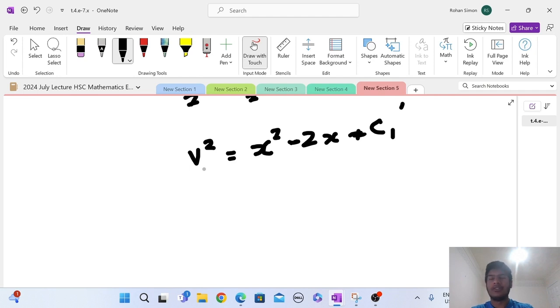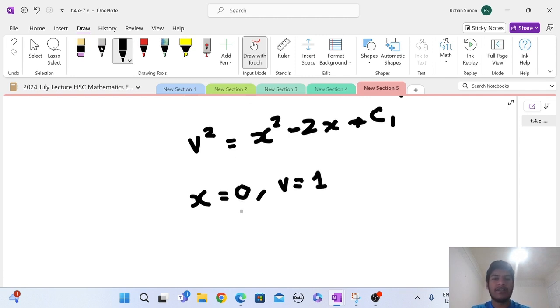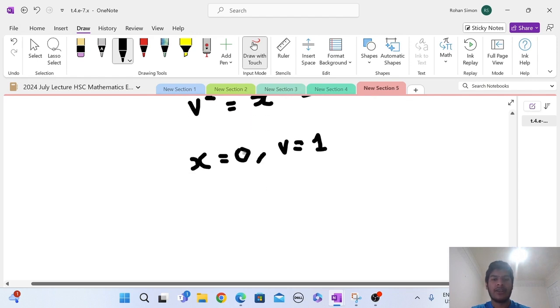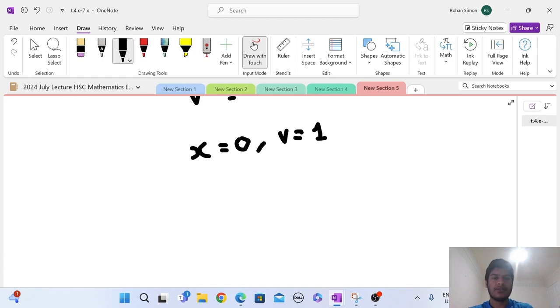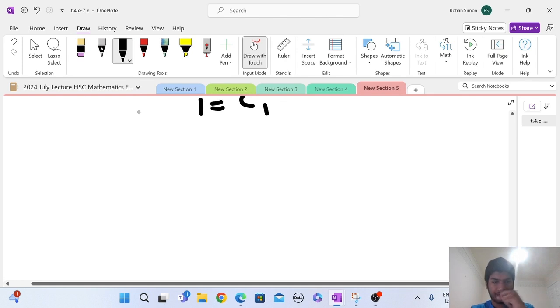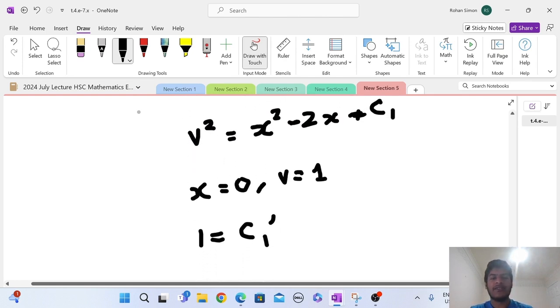Well, that's where our initial condition comes in. We know that when t equals 0, that is initially, x equals 0 and our velocity equals 1, because we're told that initially the particle is at the origin, and its velocity is 1 meter per second. So let's go ahead and plug that in. So we get 1 squared on the left, so just 1, equals 0 squared minus 2 times 0, which is 0, plus c1 dash. So clearly, therefore, we conclude that c1 dash equals 1. What does that mean in terms of the equation? So what does that give us in our final equation?